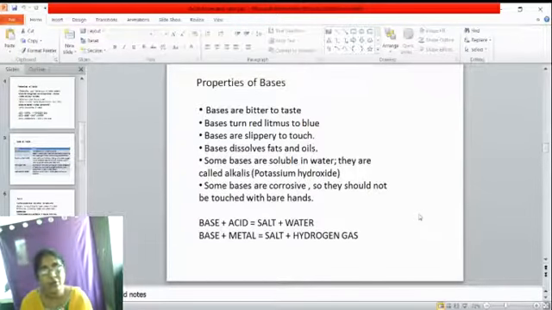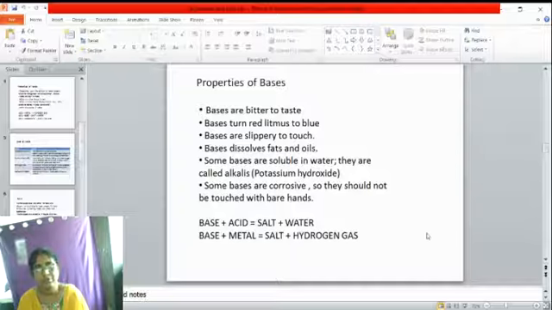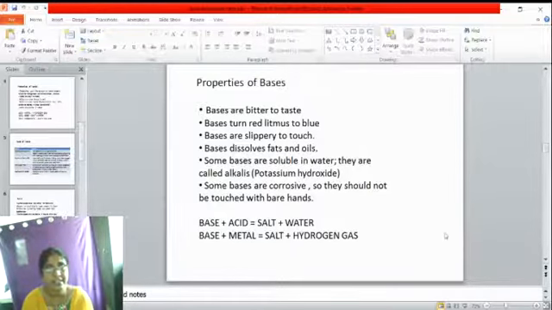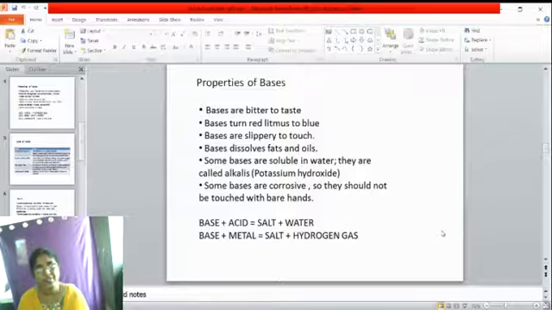Now, moving on to the next part, properties of bases. What are the properties of bases, as we have learned about properties of acids? The properties of bases include: they are bitter to taste, they turn red litmus to blue. If you can recollect, acid turns blue litmus paper to red. Just the opposite, the bases turn red litmus to blue, and they are slippery to touch.